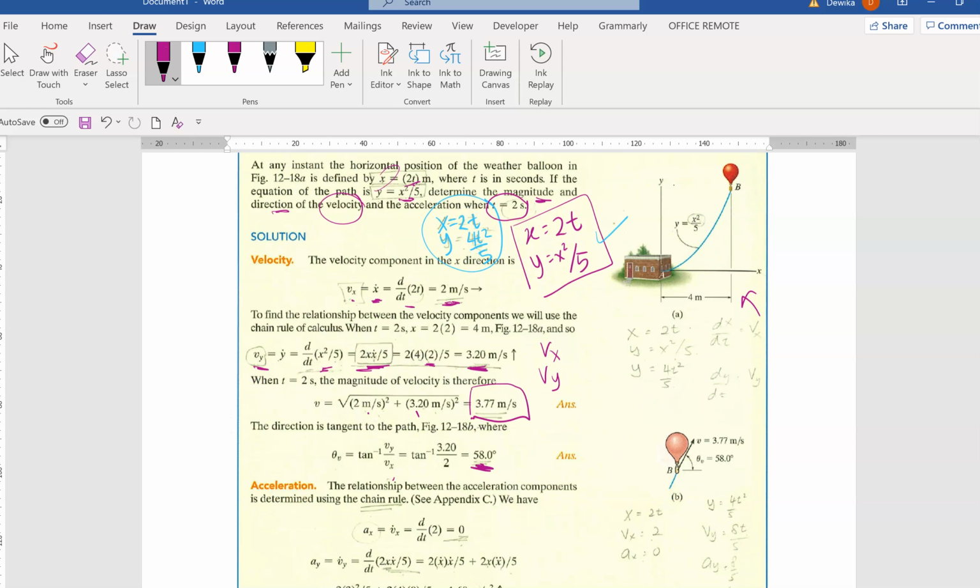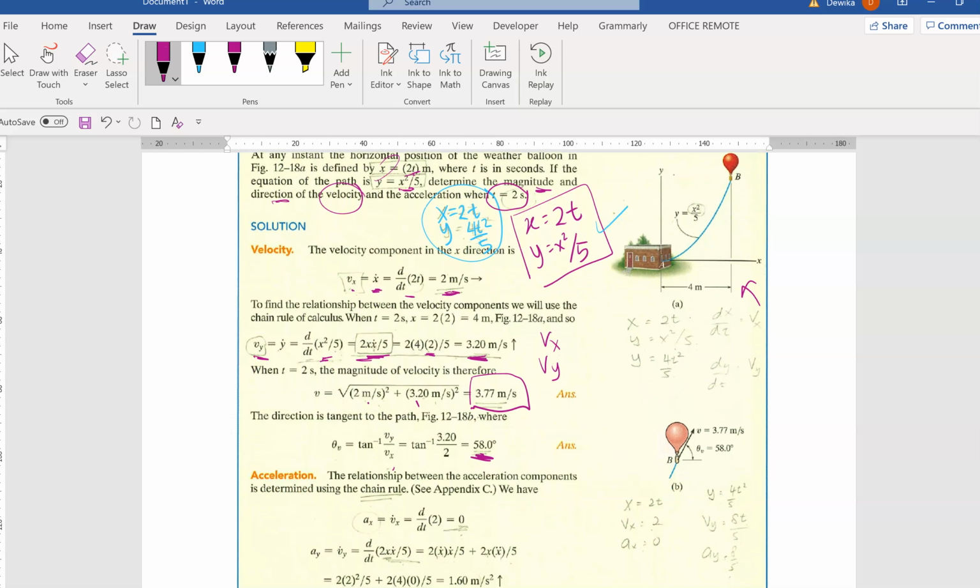Now we're going to move on to acceleration. What is ax? You just take the value of Vx and differentiate once, so you get 0. Keep that aside. So ax is 0. Then we have the ay.